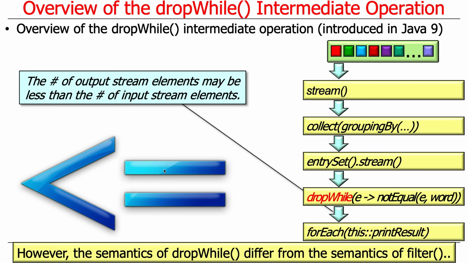The number of output elements in a stream with dropWhile as an intermediate operation may be less than the number of input stream elements, which makes sense because we're dropping them, right? So we'll end up with fewer elements. However, and this is a great quiz question, the semantics of dropWhile differ from the semantics of filter. And here's why. With filter, you have to look through every element in the input stream to decide whether or not it matches the filter expression, in which case, if it does, you let it through. If it doesn't, you don't. With dropWhile, you don't have to look through everything, because as soon as you find the first element that doesn't match, at that point, you're basically done. So you don't have to look at everything.